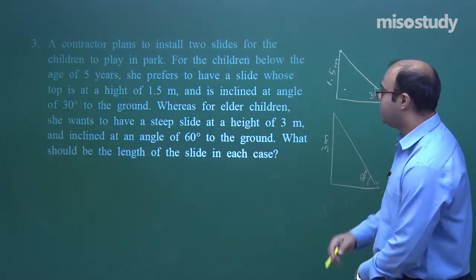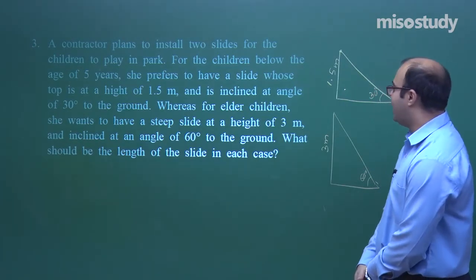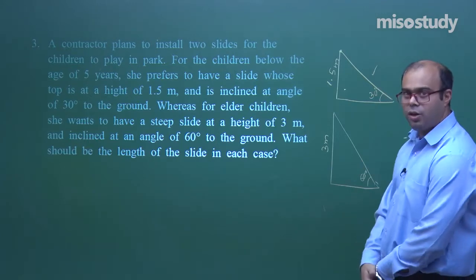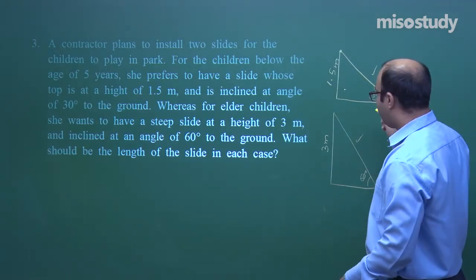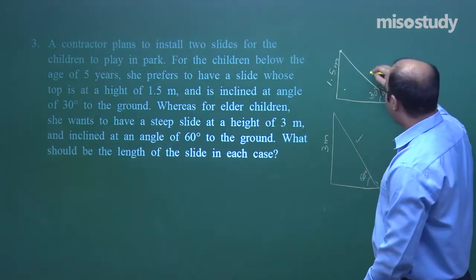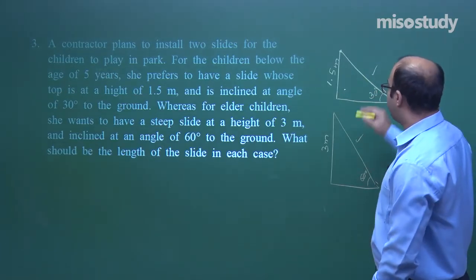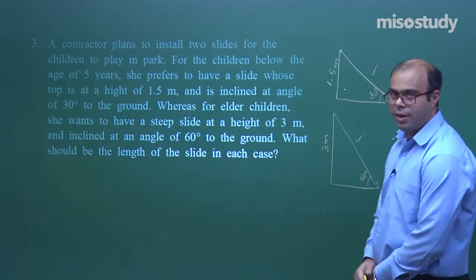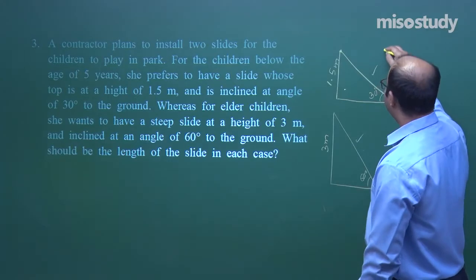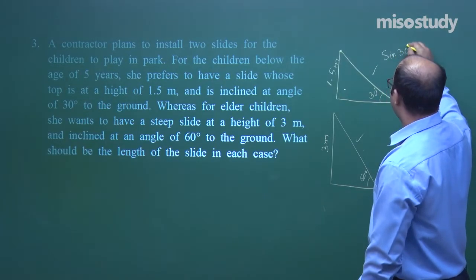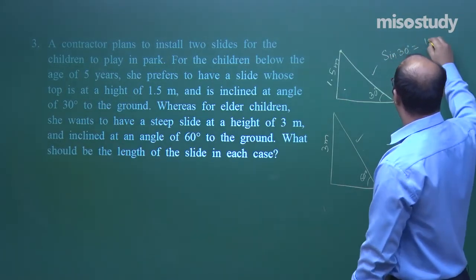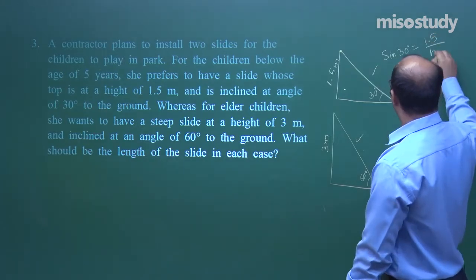And you have to find what should be the length of the slide in each case. What should be the length for the slide of the smaller children and for the elder children. So we have to find hypotenuse here and here also. Perpendicular is given and this angle is given. So perpendicular and hypotenuse means sine 30. So sine 30 degree is equal to perpendicular 1.5 by hypotenuse, which we have to find.